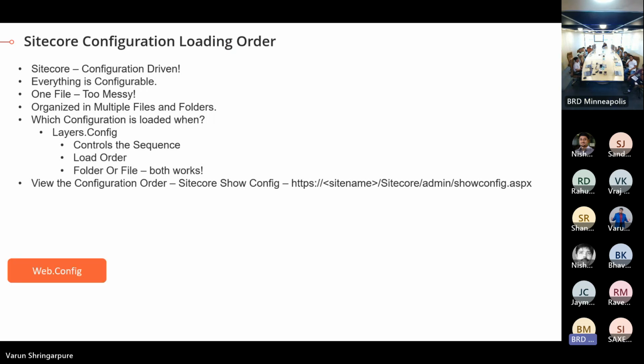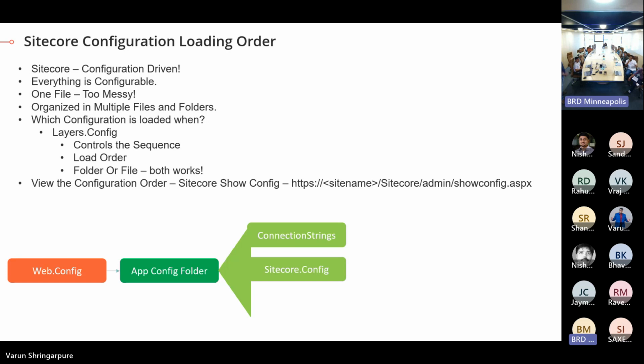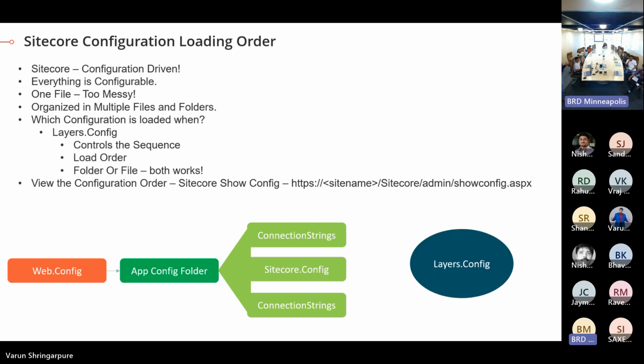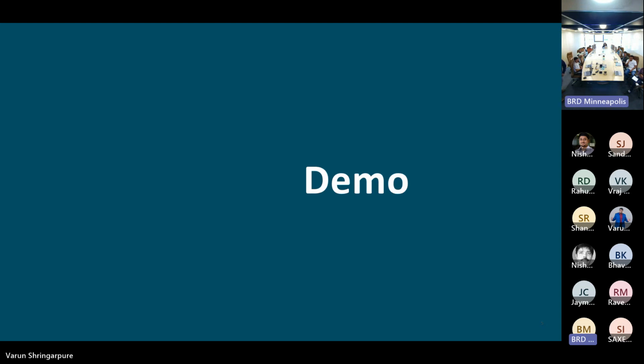Right? So quickly, we'll see. Whenever we talk of config, one config is always there, whether you say Sitecore or .NET, which is web.config. So in Sitecore as well, it starts with web.config. From Sitecore's web.config, it connects to the app config folder, wherein there are multiple files available, like connection strings.config, sitecore.config, and multiple other files. But what defines what is to be loaded at what time is defined by layers.config. All right, so let's have a look at it in action.